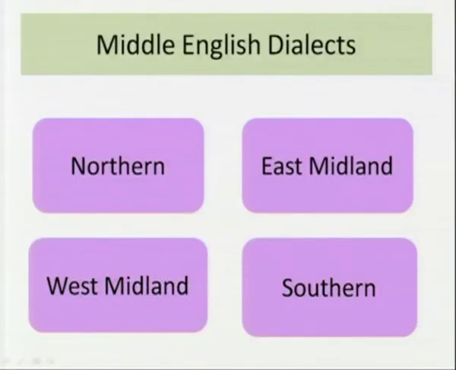So, Middle English really had different dialects. By the time Anglo-Saxon was established, different dialects grew. By the time it is Middle English, that is from 1150 onwards, we find that there are at least four major dialects, going by their geographical areas: the Northern dialect, the East Midland dialect, the West Midland dialect and the Southern dialect.